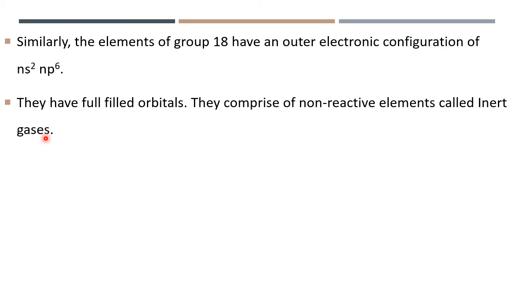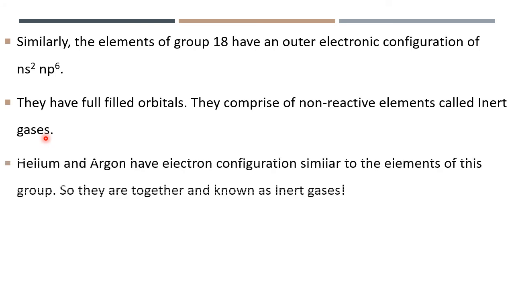Earlier they were called inert gases, zero group, or noble gases. Today a new nomenclature is made. This group is called the chemically least reactive group. Helium and argon have an electron configuration similar to the elements of this group. So they are together, earlier known as inert gases, now chemically least reactive elements.